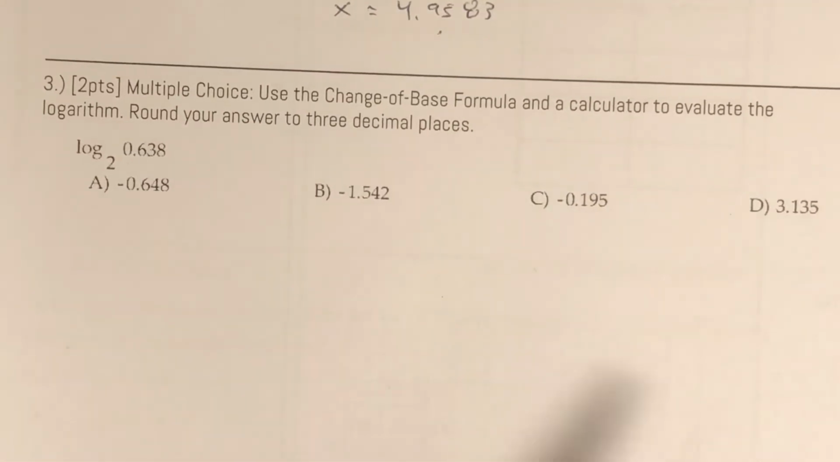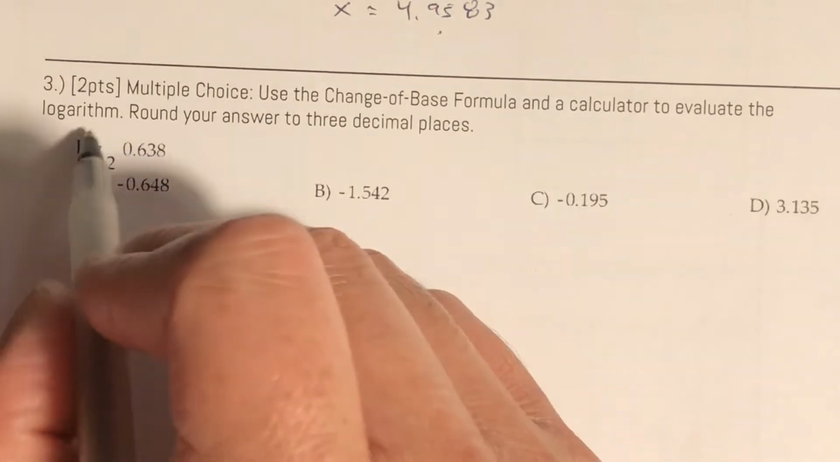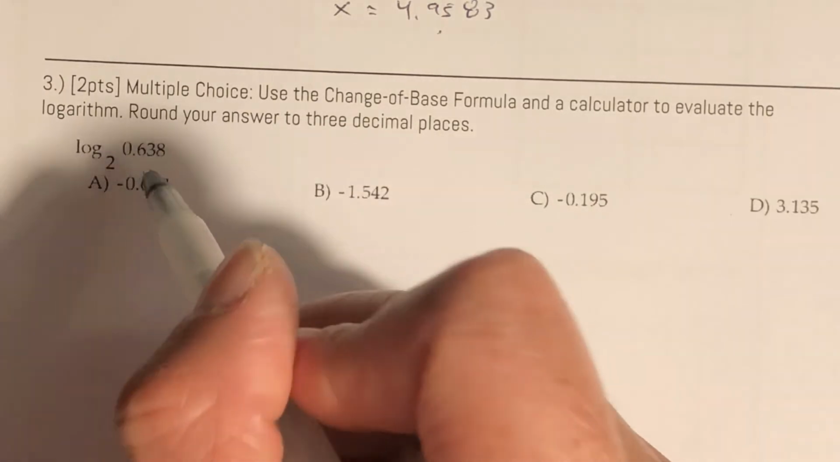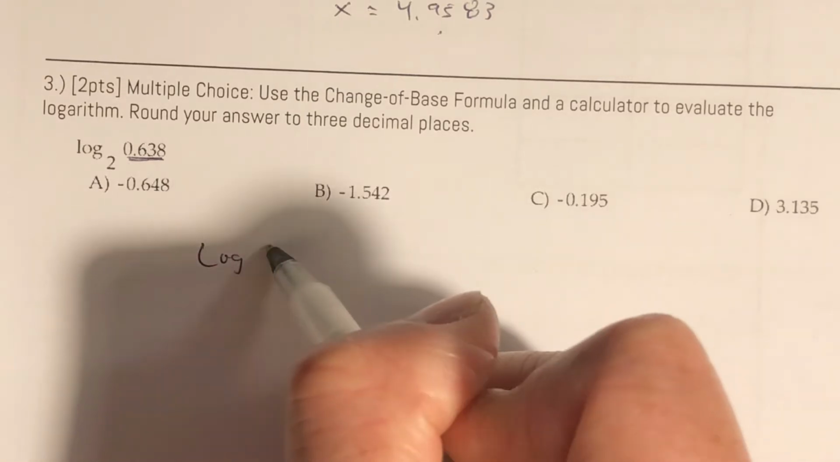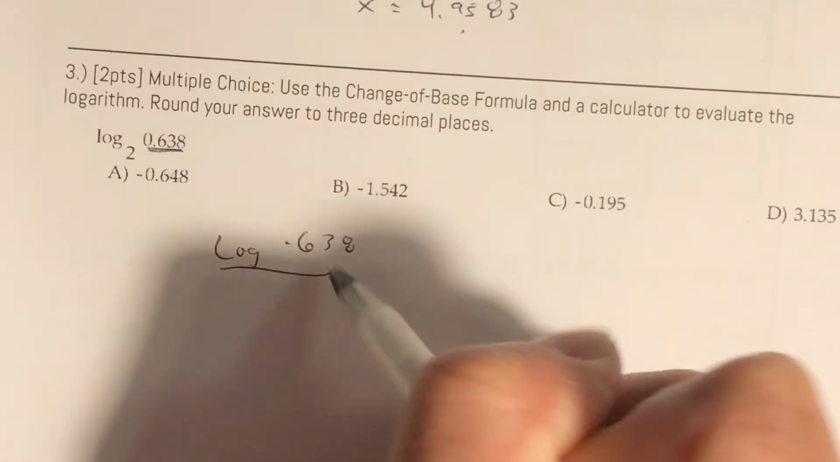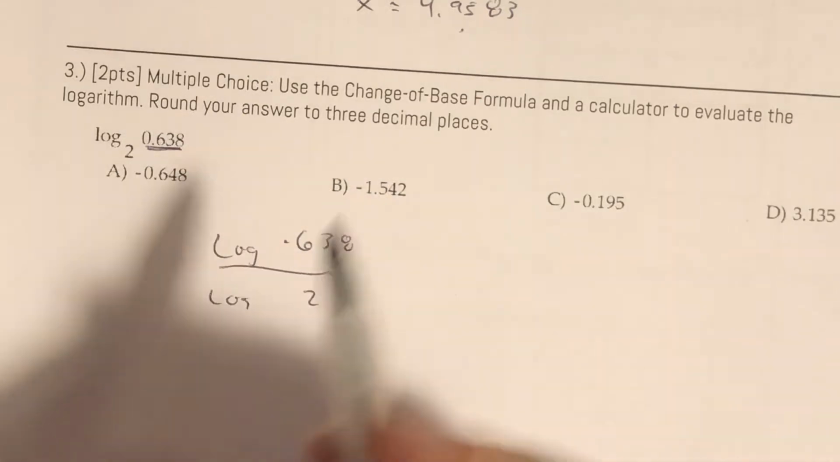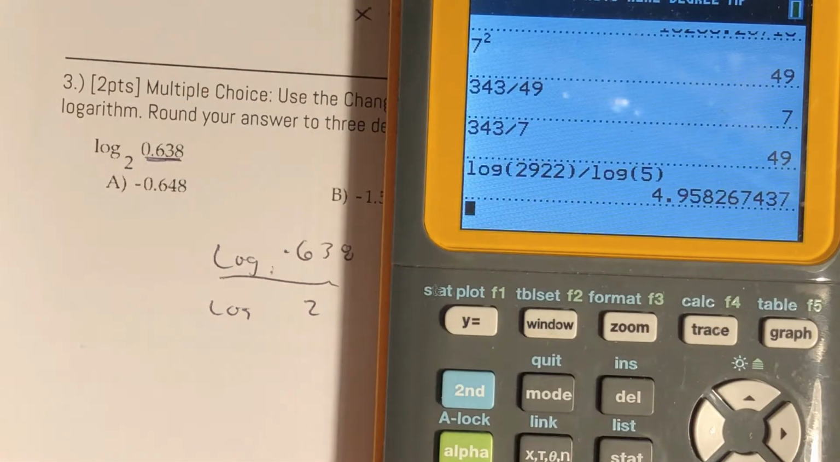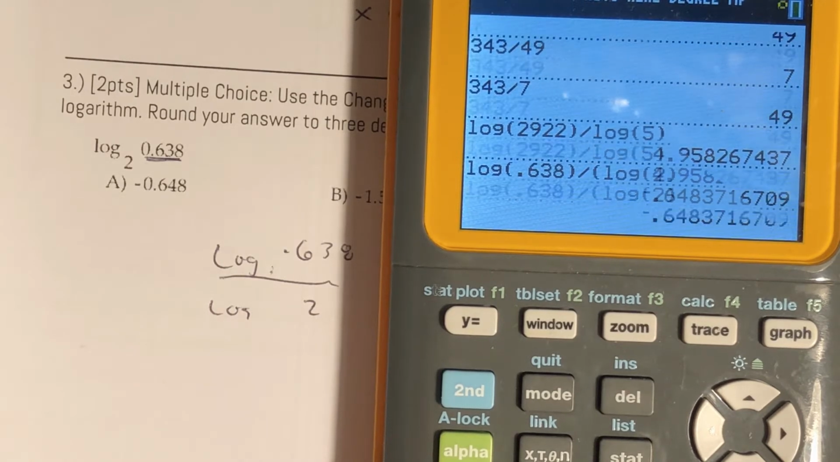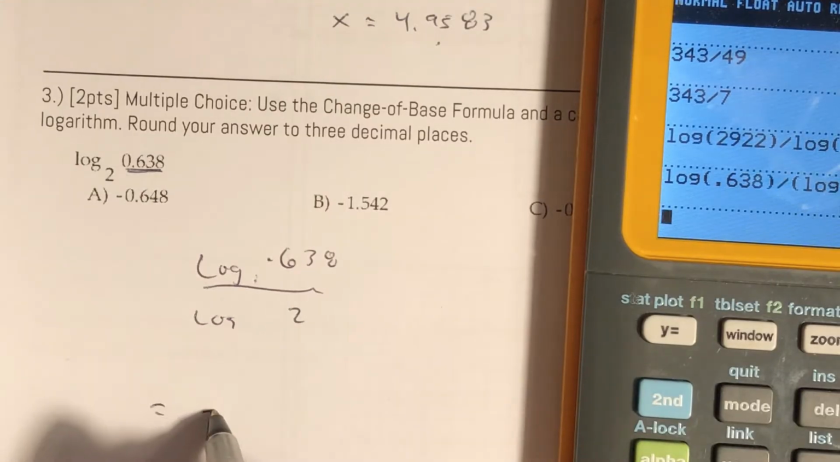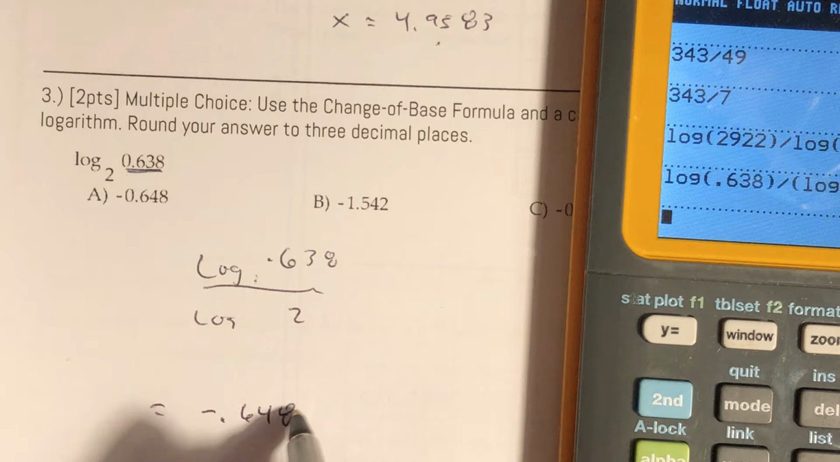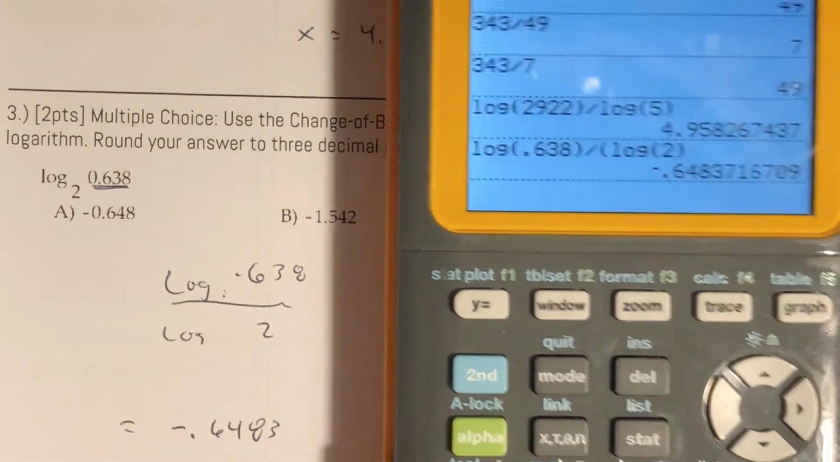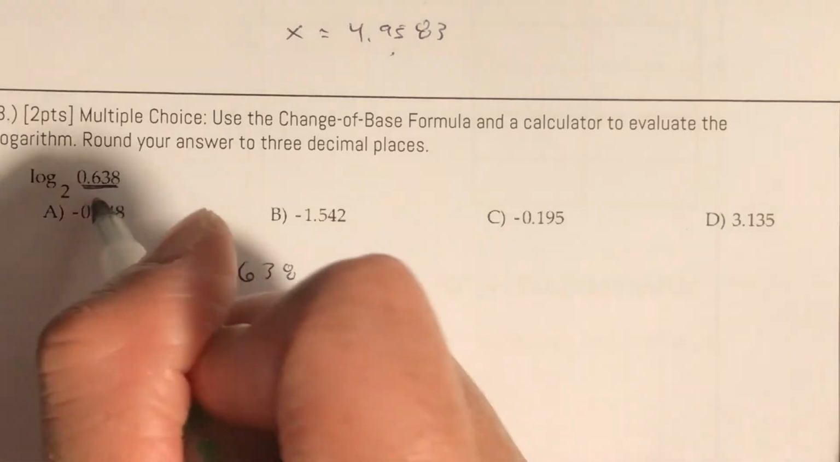Question number 3. Use the change of base formula and calculator to evaluate the logarithm. Round your answer to 3 decimal places. So again, this becomes my numerator. And this becomes my denominator. Now, remember there's no base here, so that just means you're in common log. Which basically means you could just type it in. Negative 0.6483. And then this would be choice A.